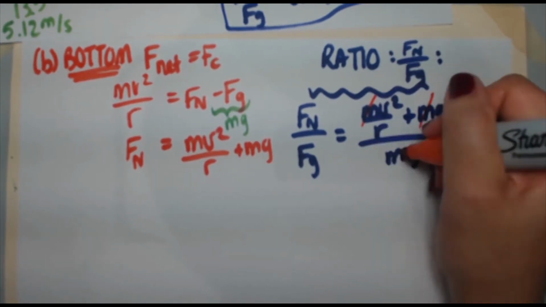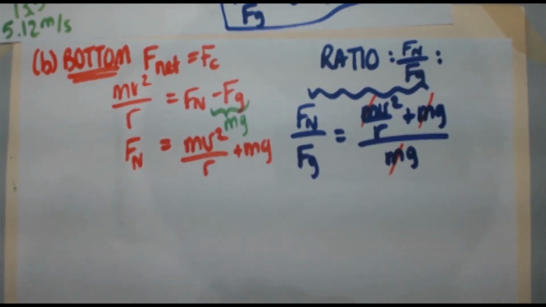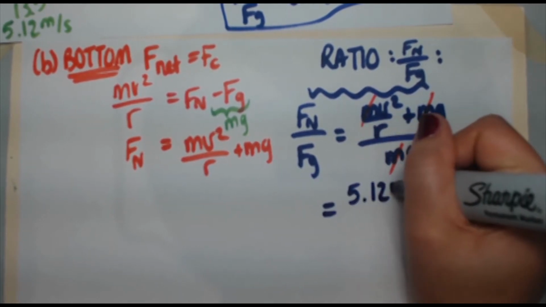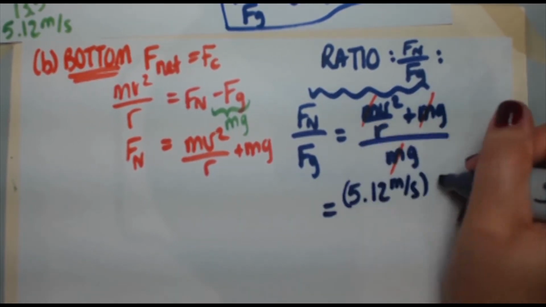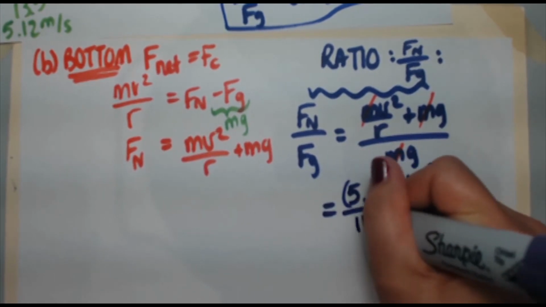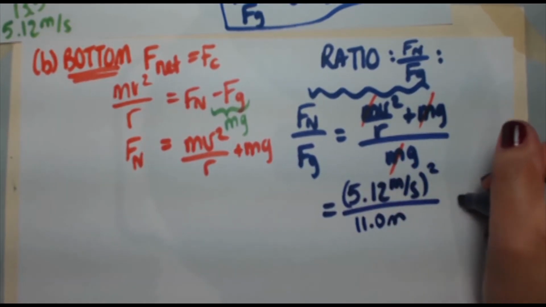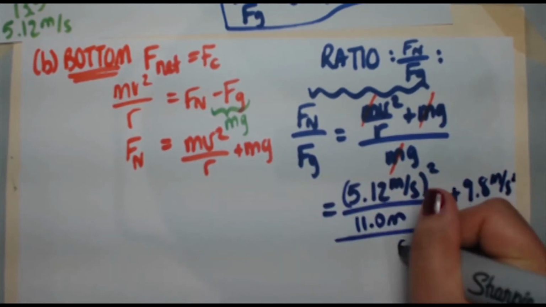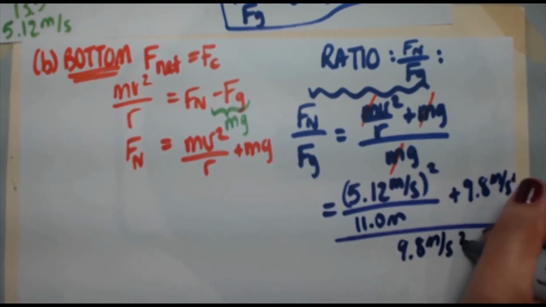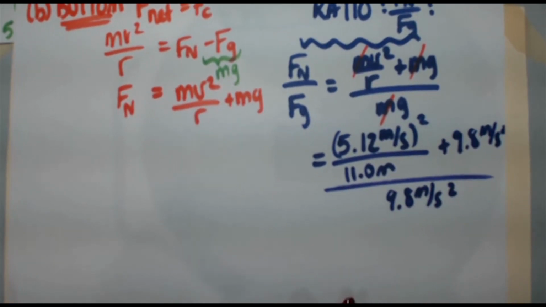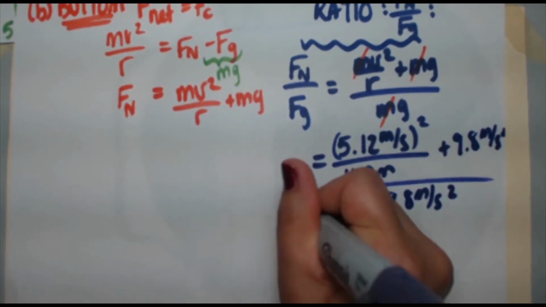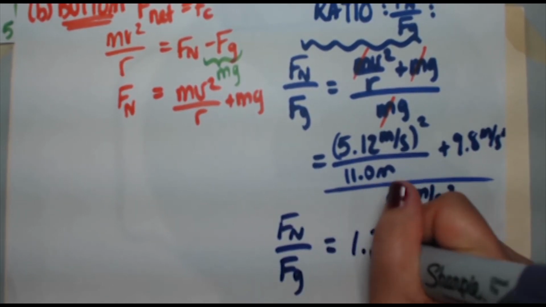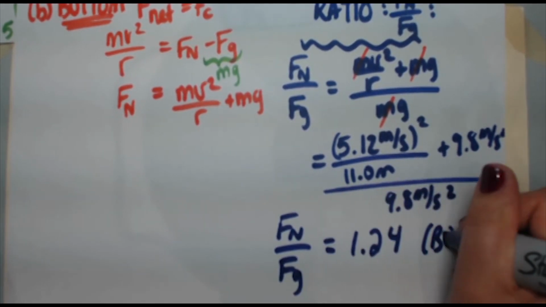So again, masses cancel beautifully. Now I just need to plug in my numbers. It's the same speed. Okay, so 5.12 meters per second. That gets squared, divided by your radius, 11.0 meters, plus 9.8 meters per second squared. This entire thing divided by 9.8 meters per second squared. Okay, so punch those numbers in your calculator carefully and you should get your ratio of apparent to real weight to be 1.24, and that's at the bottom.